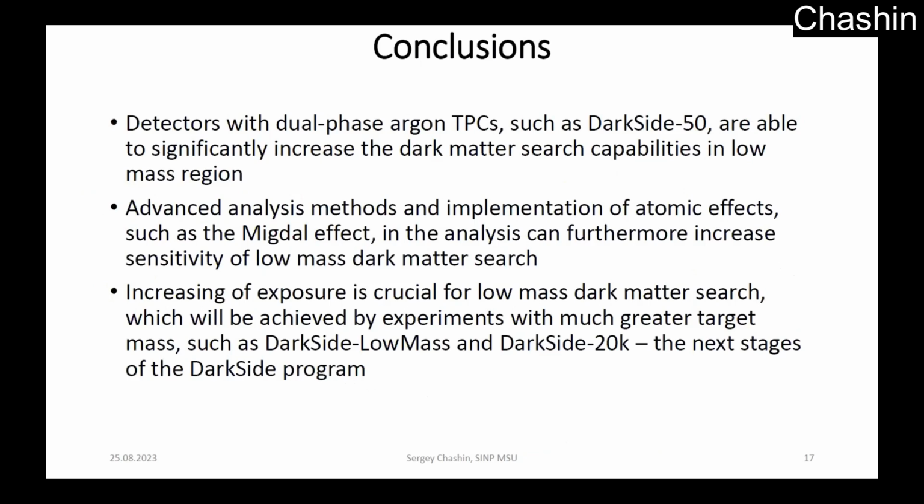And for the conclusion, detectors with a dual phase argon time projection chamber, such as DarkSide-50, are able to significantly increase the dark matter search capabilities in the low mass region. Also, advanced analysis methods can further increase the sensitivity of low mass dark matter search, and everything is limited by exposure, so increasing exposure is crucial for low mass dark matter search, and it can be reached by the next stages of the DarkSide program, the DarkSide low mass and DarkSide-20k experiments.